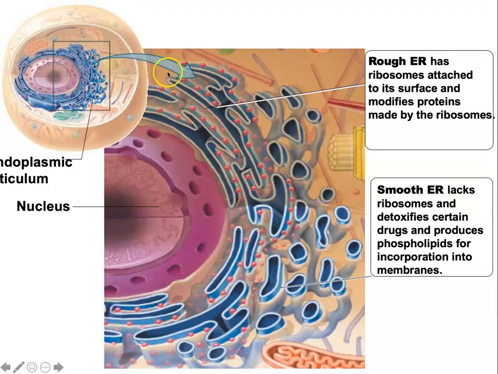Here's an example of what that looks like. As I mentioned before, these membranes are sort of all continuous. So we have our rough ER, then we branch out from there and we're going to see our smooth ER, all one continuous body, but we differentiate it based on its appearance and function.